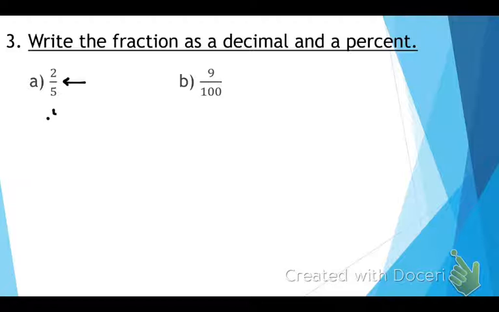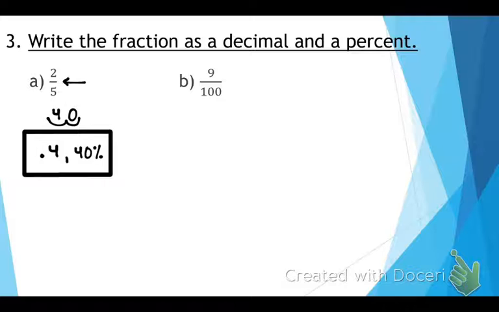0.4. Now, in order to turn that into a percent, I've got to move this over 2 times. Okay, and what do I get? 40%. So what this is asking me is write it as a decimal. We know 0.4 was our decimal, comma, to separate it, and the percent was 40%.